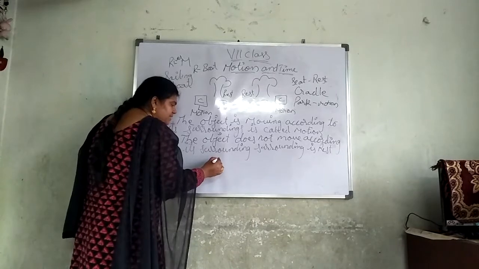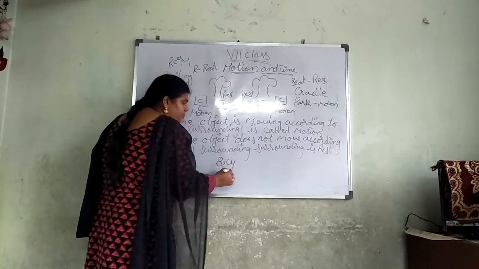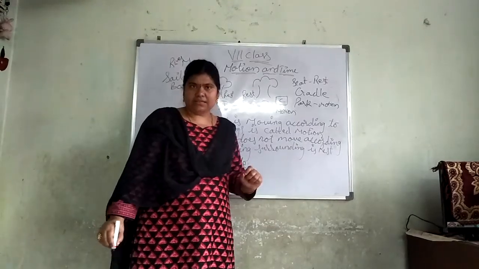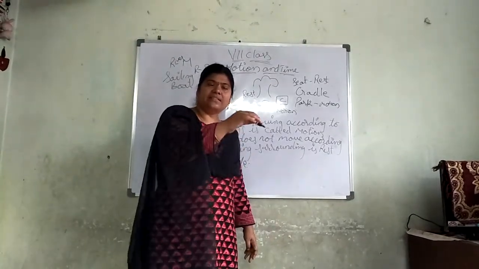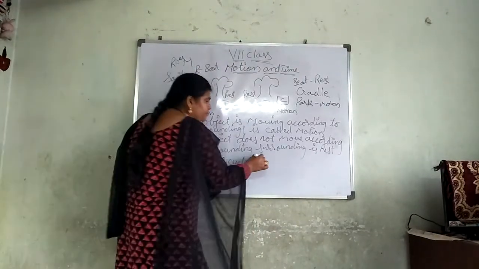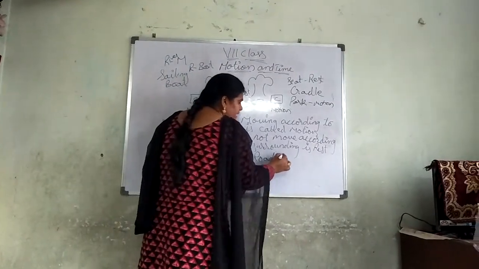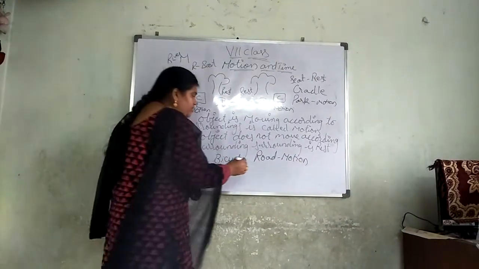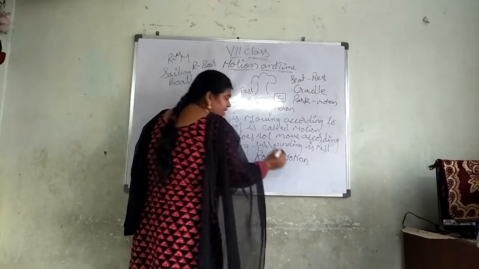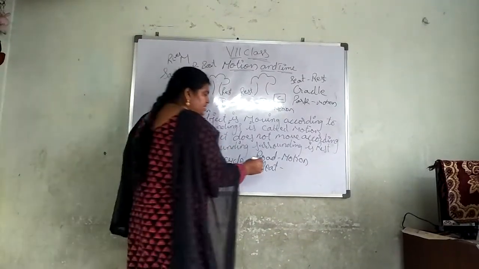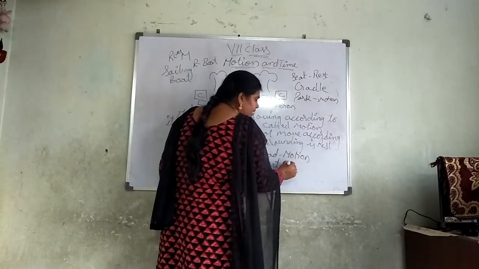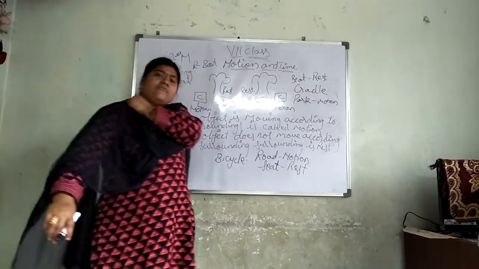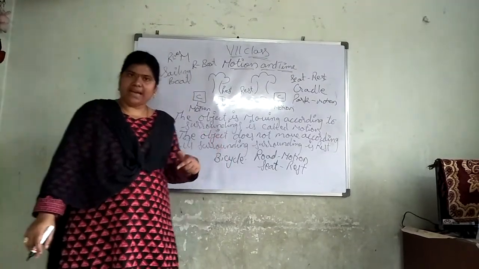Then what is next? A boy riding a bicycle. A boy is riding a bicycle means what? According to the road, he is in motion. According to the seat, where he is sitting, he is in rest position. By all these examples, I hope you can understand when things are in motion and when they are in rest position.